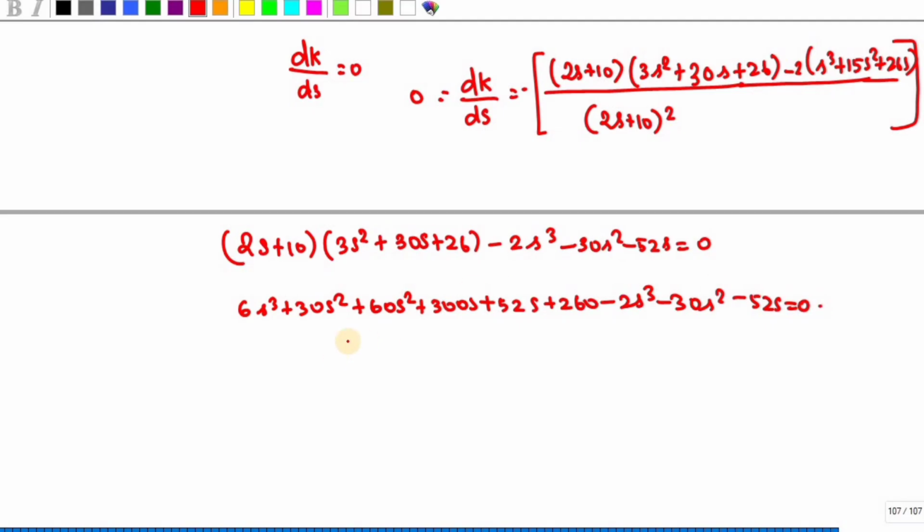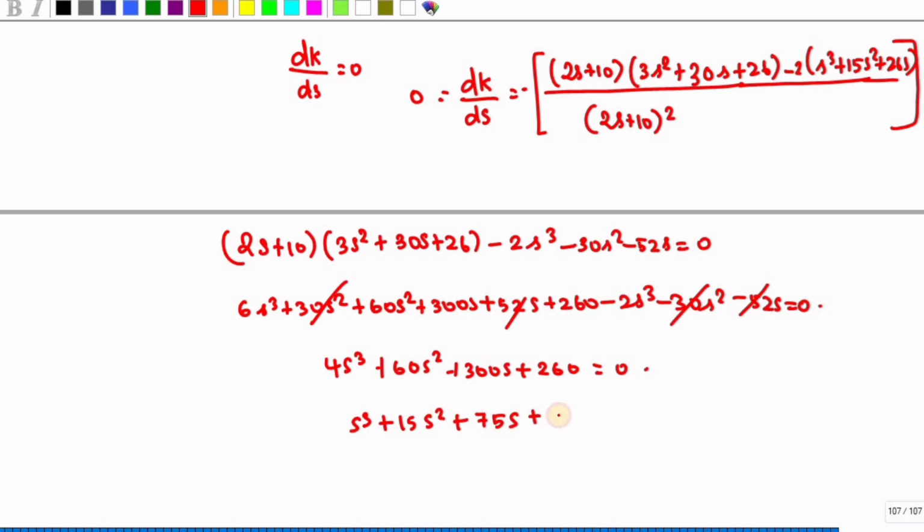So if I solve, 6s³ minus 2s³ is 4s³, and 30s² minus 30s² get cancelled out, plus 60s², because 52s and minus 52s get cancelled out, plus 300s plus 260 is equal to 0. Now if I divide by 4 on both sides, I will get s³ + 15s² + 75s + 65 is equal to 0.